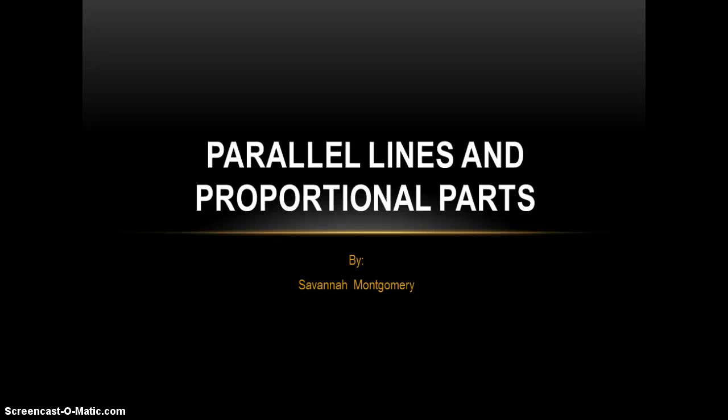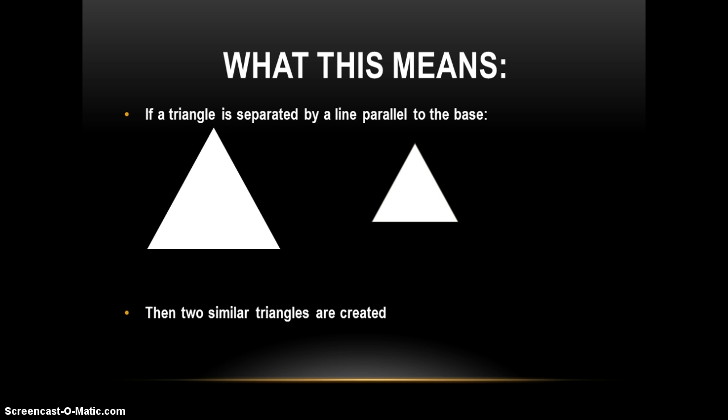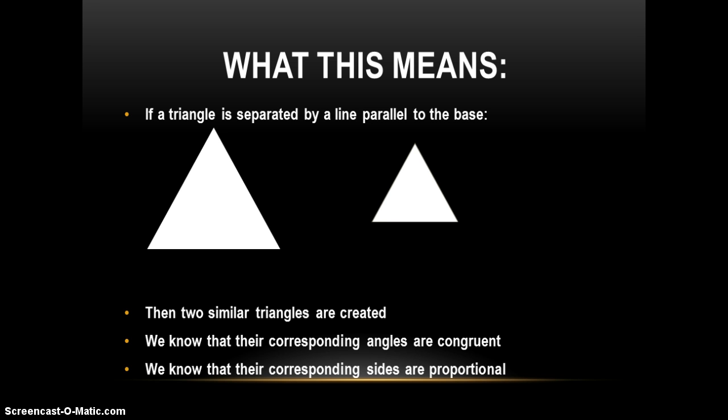This is on parallel lines and proportional parts. So what this means, if a triangle is separated by a line parallel to the base, then two similar triangles are created. So we know that their corresponding angles are congruent, and we know that their corresponding sides are proportional.